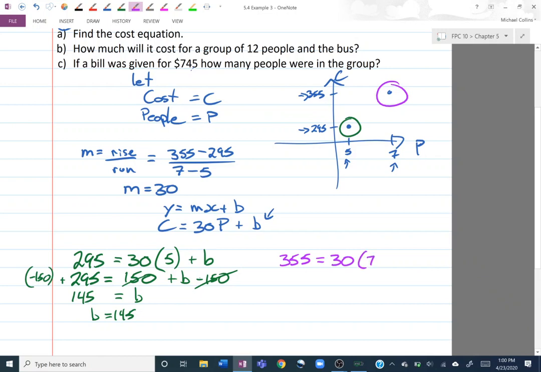30 times 7 plus b, I get 355 is equal to 30 times 7, I think is 210 plus b. If I subtract 210 from both sides, I believe I get 145 is equal to b. Looks like b is going to be 145. I'll write my final answer in blue.